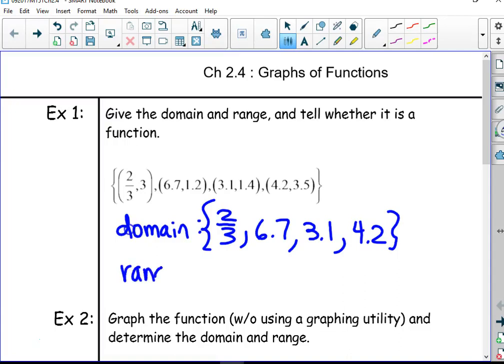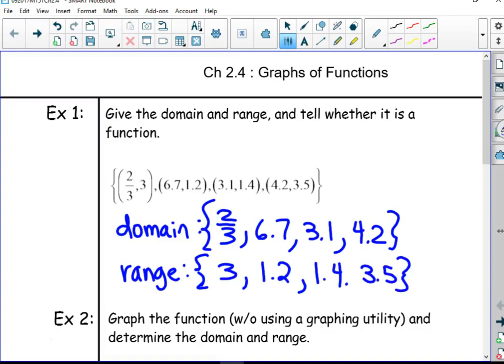All right, so the range. Well, these are just our y values. So when x is 2/3, our y value is 3. And moving along, we get 1.2, 1.4, and 3.5. And then lastly, they ask if it's a function. The only thing that makes it a function is whether or not the x values give us a predictable y value. And we have to assume that's the case. So yes, it is a function.